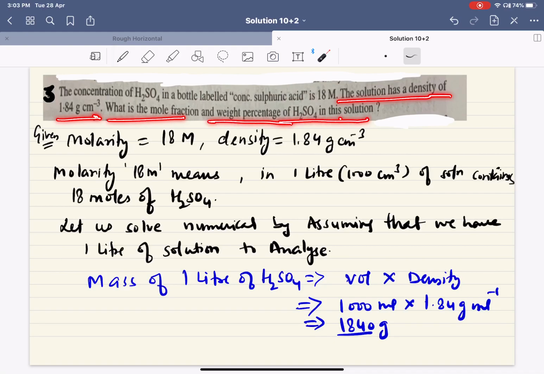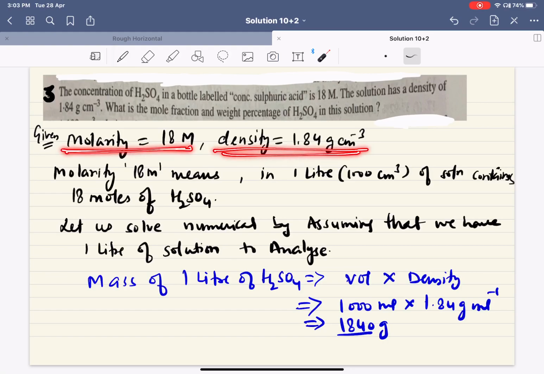Means you have to express concentration in terms of mole fraction and weight percentage, and the concentration already given is in molarity, and you are also given the density of the solution. Means you have to change one concentration unit to another concentration unit. That's it. Molarity is 18 molar and density is 1.84 gram per centimeter cube.